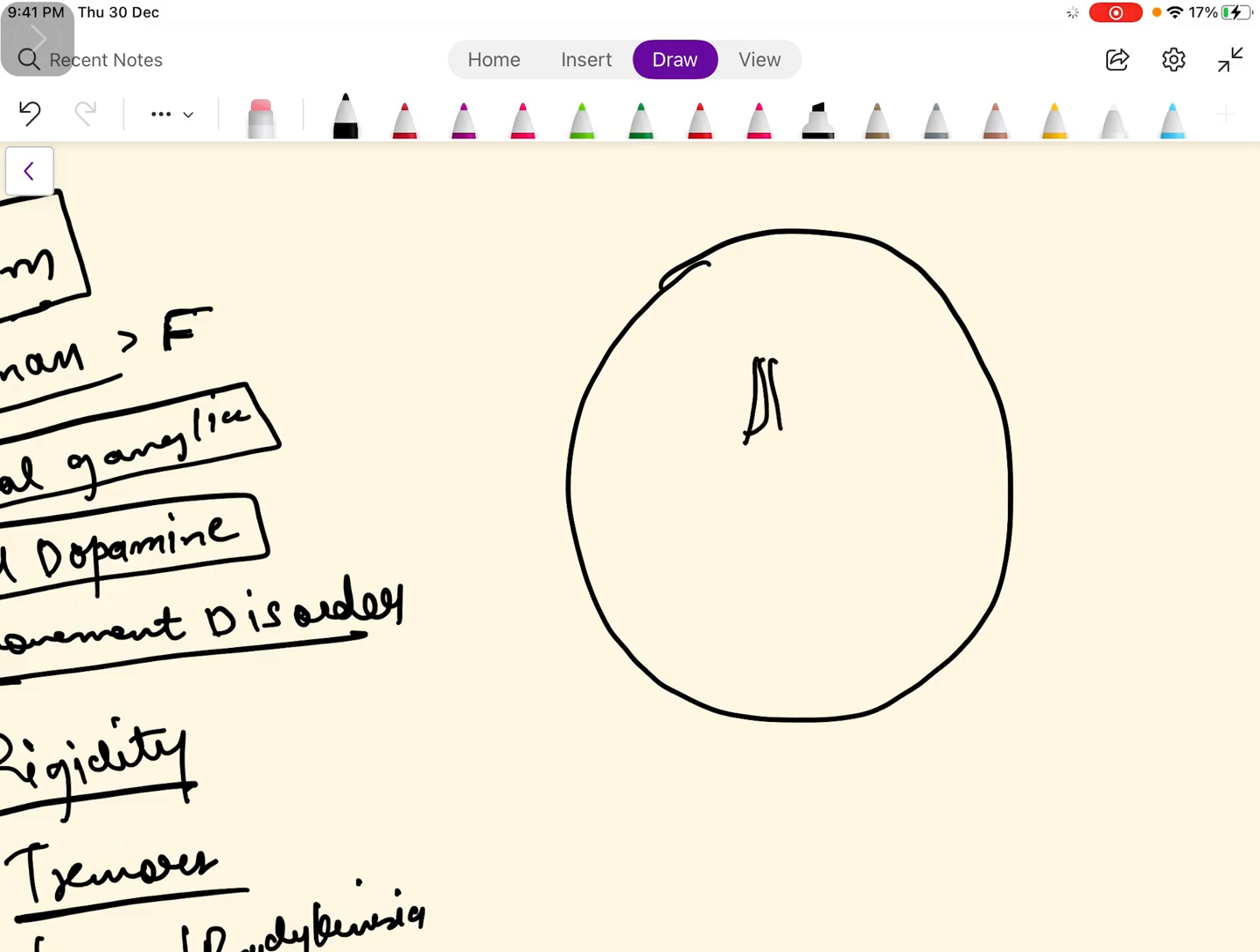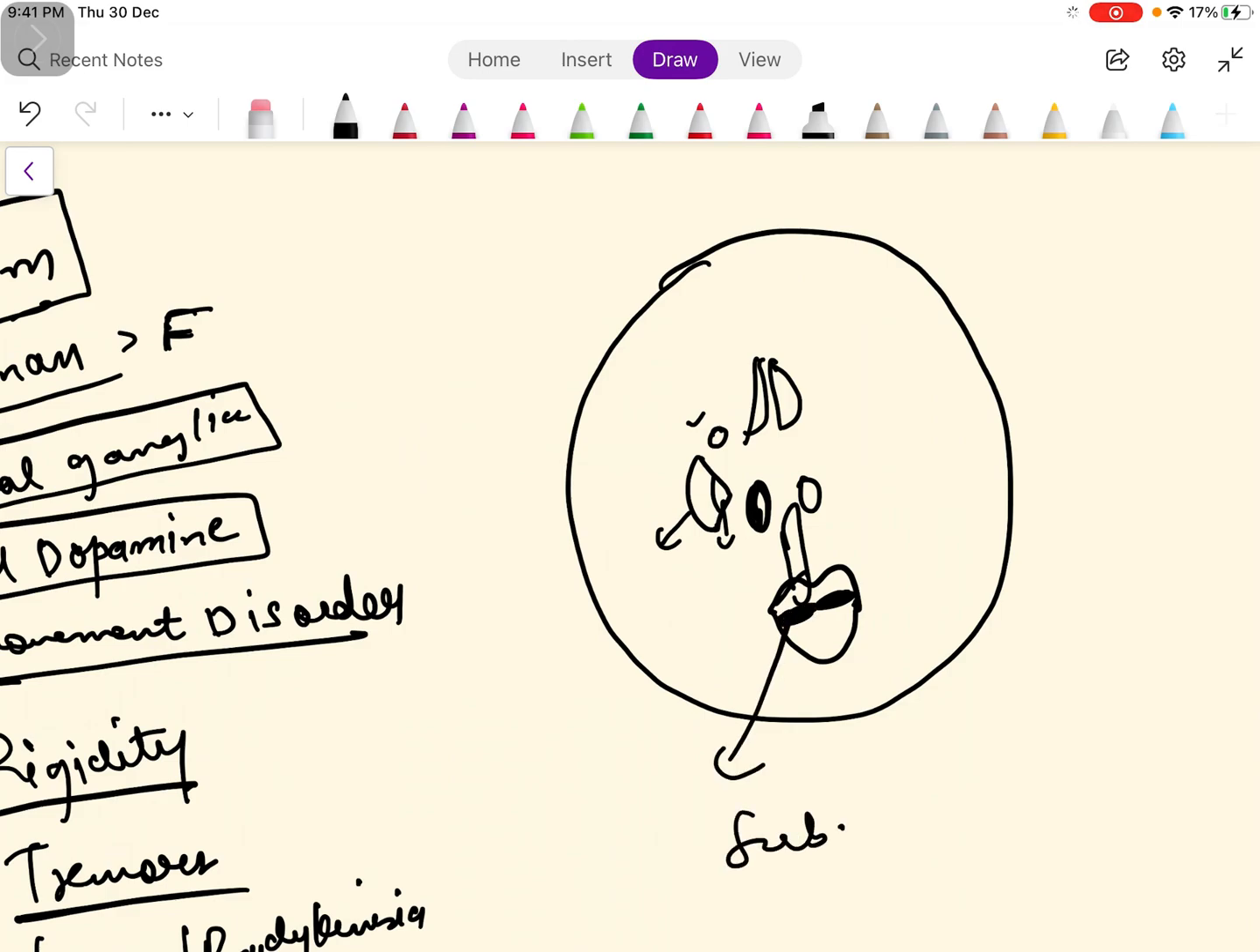So if this is our brain, this is our ventricles, okay, this is our hypothalamus, and there is this basal ganglia which is located. This is the caudate lobe of the basal ganglia. This is putamen. This is globus pallidus. Okay, and this is our thalamus. And there is a midbrain, where the substantia nigra is located. And this substantia nigra secretes this dopamine.